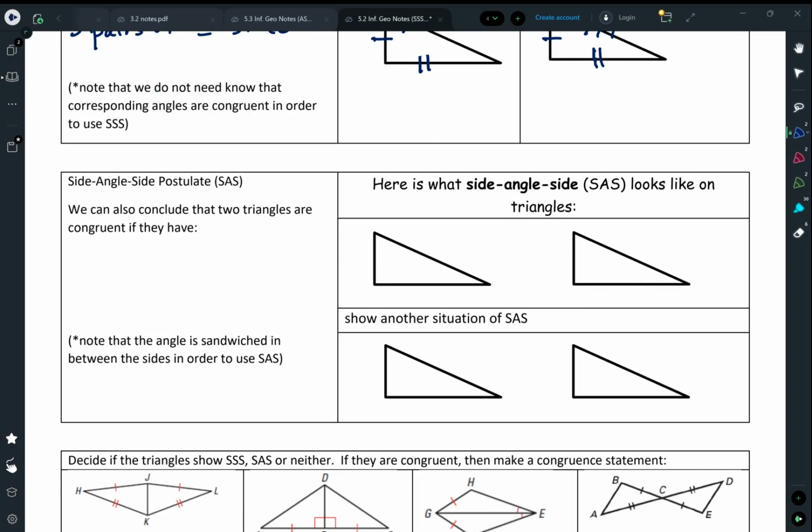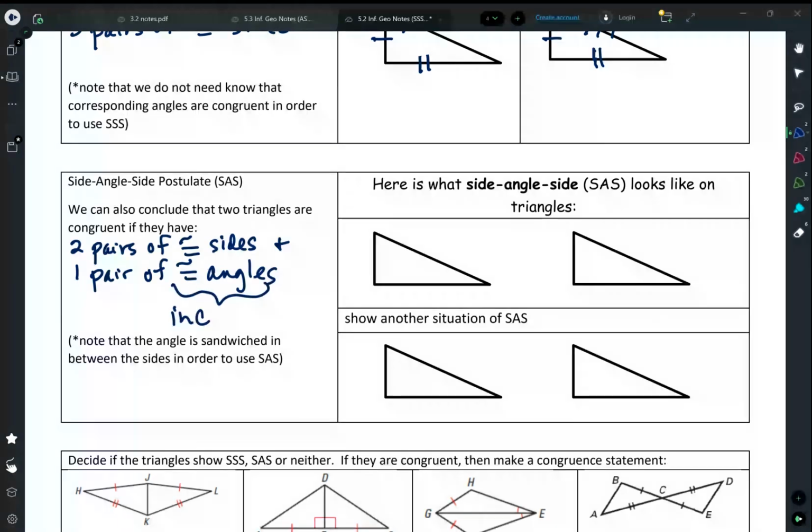So we can also conclude that two triangles are congruent if they have two pairs of congruent sides and one pair of congruent angles. And these congruent angles must be the included angle. So an included angle is sandwiched between the two sides.